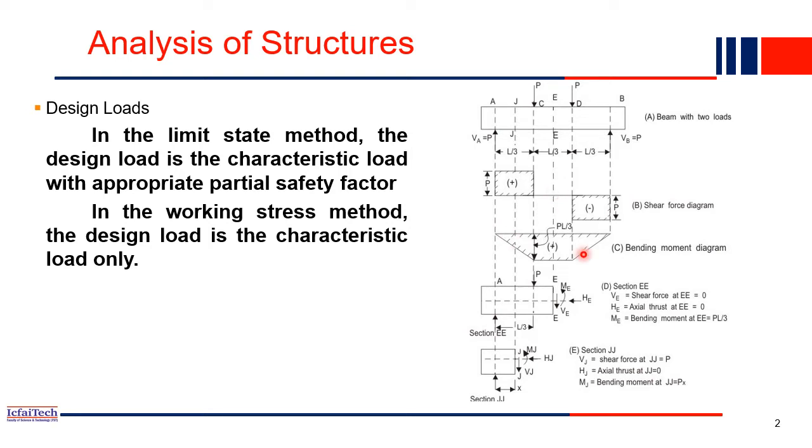If you take a section at EE and JJ, that is, different parts, EE will be at the center and JJ at the left-hand part. When you take any section, we are basically exposing the internal forces. That's what we discussed last semester in the analysis of structure course. So what are the internal forces? There will be bending moment, which we call ME, then the shear force, which is VE, and then the axial thrust, that is HE, or horizontal thrust.